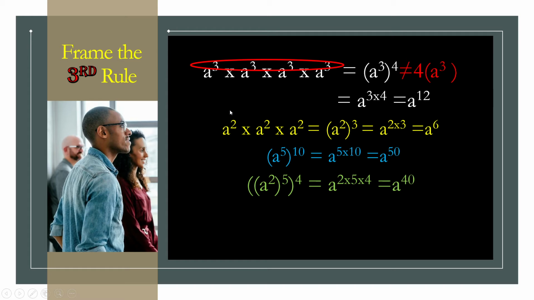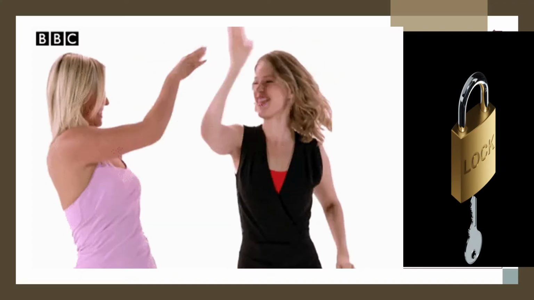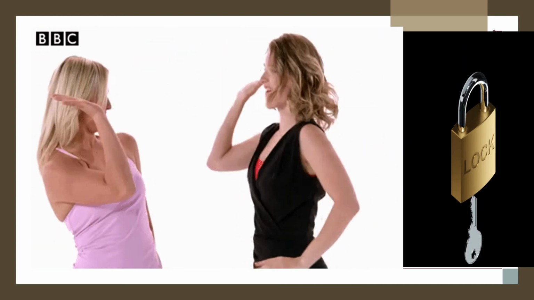Analyze the situation. It is represented in yellow, blue and green. It could be 2 times power raised or 3 times and more. But the conditions apply the same. Look carefully and frame the third rule. Yes, this is the power of a power rule of exponent. So any base when raised to a power and again raised to a power, you will multiply the powers. Read the rule. Very nice.